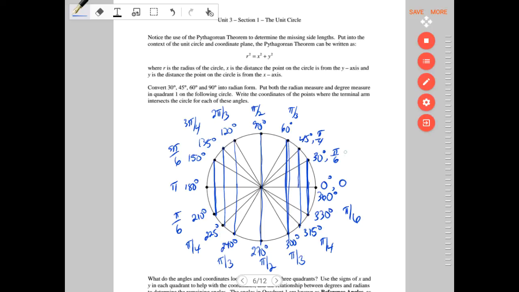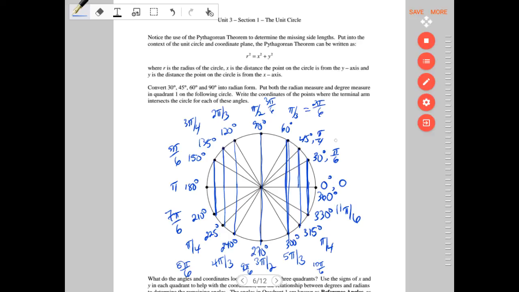So this is 1 pi over 6, 2 pi over 6 is the same as pi over 3. 3 pi over 6 is the same as pi over 2. 4 pi over 6, 5 pi over 6, 6 pi over 6 is pi, so the next one must be 7 pi over 6, followed by 8 pi over 6, which reduces to 4 pi over 3, 9 pi over 6, which reduces to 3 pi over 2, 10 pi over 6, which reduces to 5 pi over 3, and 11 pi over 6 does not reduce. Okay, good. So we have all of those ones down.